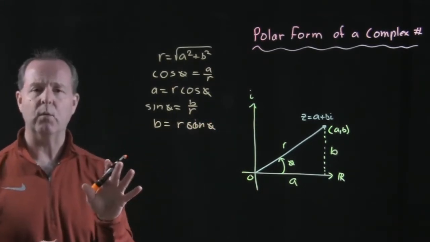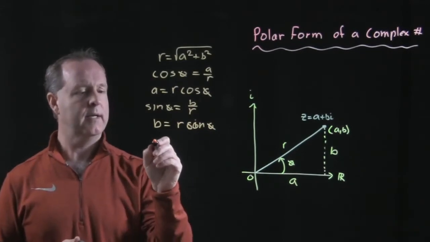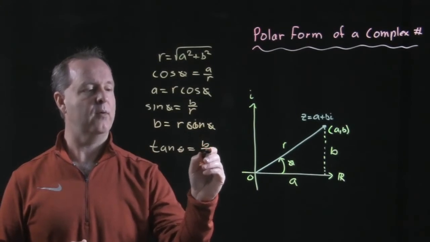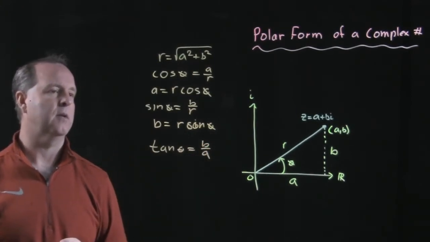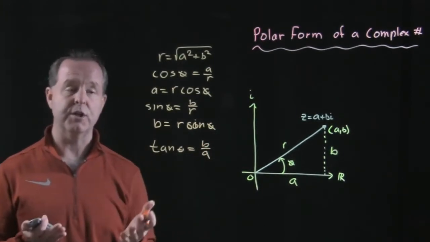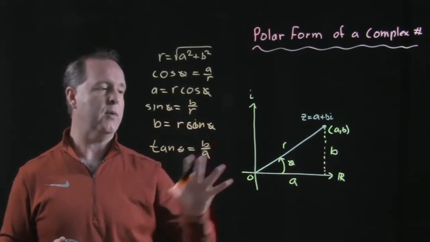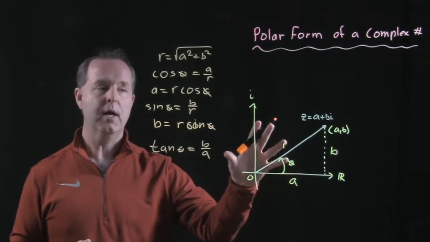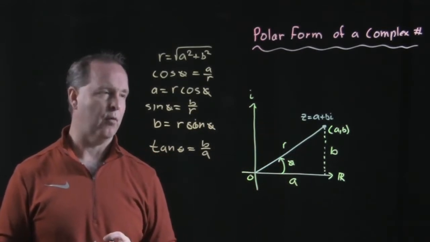And there's another one that we're going to find useful as well, and that's the tangent of theta. So let's just kind of do that one right now. We're going to keep that in our back pocket for a little bit. So those are some of the general relationships that we can form as we look at both the polar form and also the xy, the rectangular form.